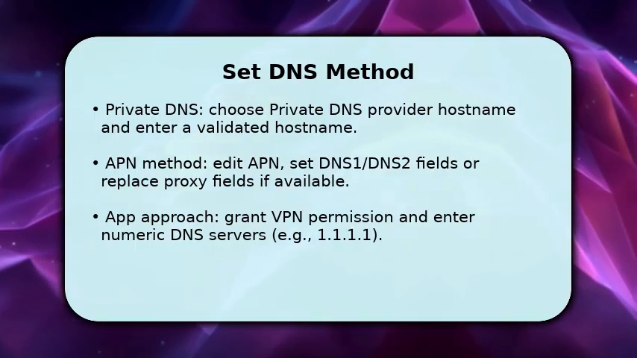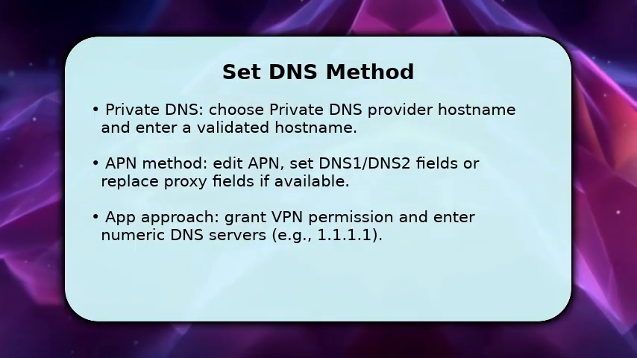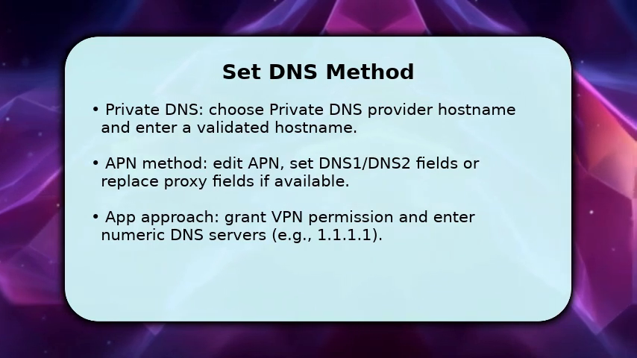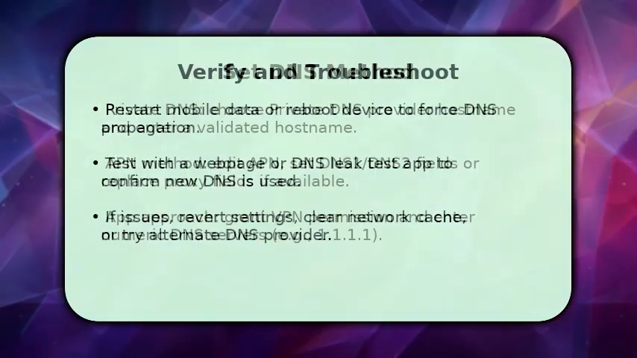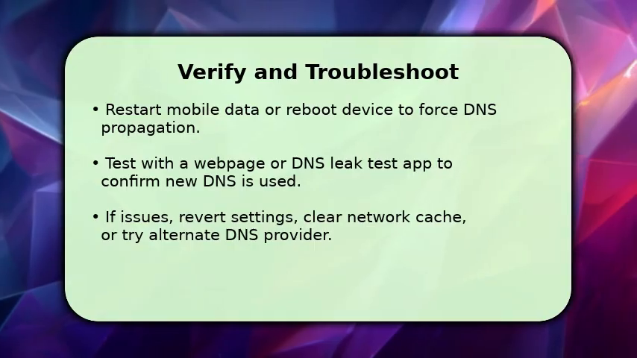If you chose an app, open it. Accept the VPN permission when prompted. Then enter numeric DNS servers and enable. Finish by restarting mobile data or rebooting the phone so the new DNS takes effect.